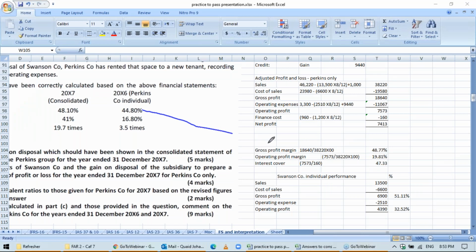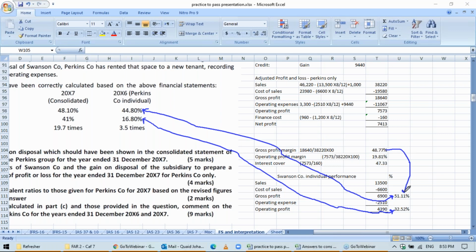Compare the Perkins gross profit margin with Swanson's. So it looked like Swanson was a better company, and the operating profit margin is very high. See, 32.52%. And what was the 2006 figure of Perkins? It was 16.8%. Then what about 2007? If you compare the 2007 figures, then again Perkins is 48.7% and Swanson is 51.1.